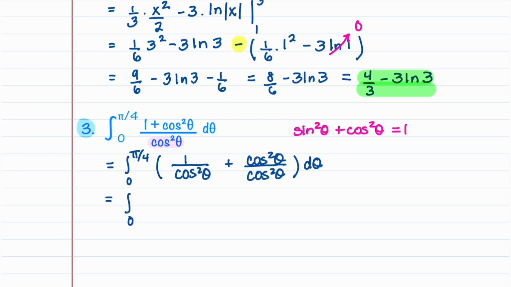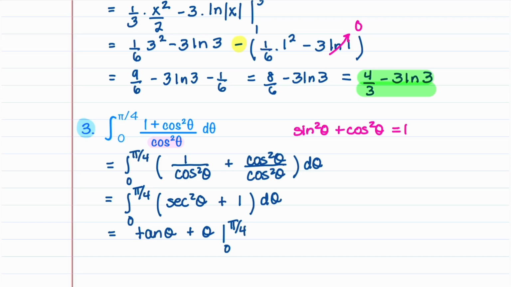Now let's simplify this. 1 divided by cosine squared theta is secant squared theta. And then cosine squared divided by cosine squared is 1. And now we can integrate each of these terms separately. The integral of secant squared is tangent theta. You can always think when you're doing this type of problem, what function do I take the derivative of to get secant squared? And that function is tangent. And then the integral of 1 is just theta. And we're evaluating between 0 and pi over 4.